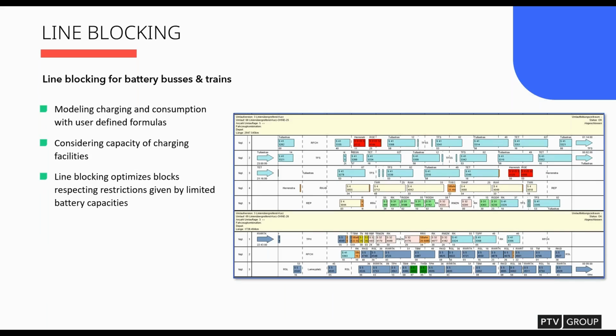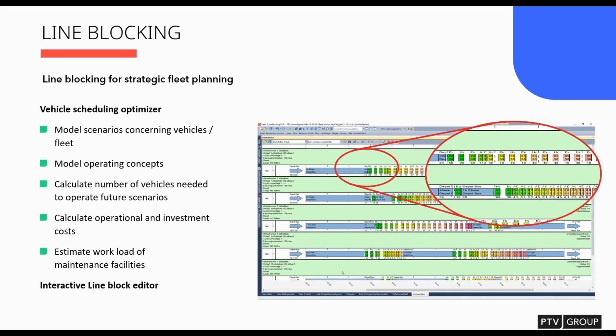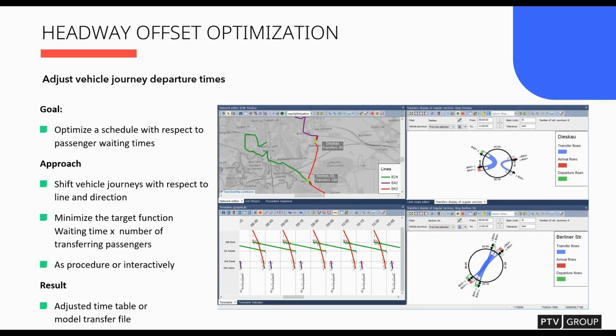And most interesting here for a lot of people is that you can use this to look at battery-powered buses and trains. So you can look at charging rates, consumption rates, consider charging, and you can really look at how you can set up your transit system to work well with electric vehicles. There's also a scheduling optimizer for vehicles that can be used for standard vehicles as well as electric ones. And we also have a headway offset optimization as well.